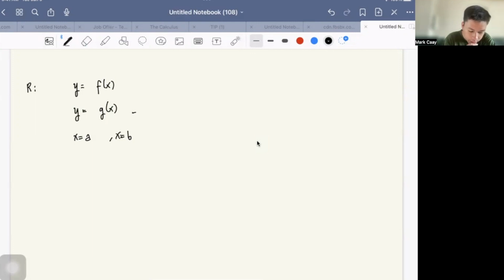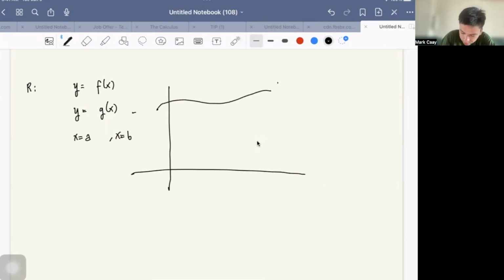What happens there is that your interval will still be [a, b], because if you have this graph here, let's say this is your f of x, like that. And then another is this one. This is your g of x. And then this is your line, that's x equals a, and then x equals b. So you have the interval [a, b].